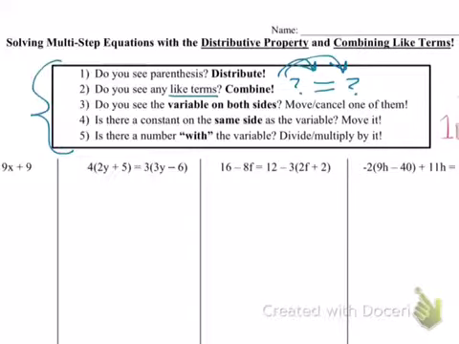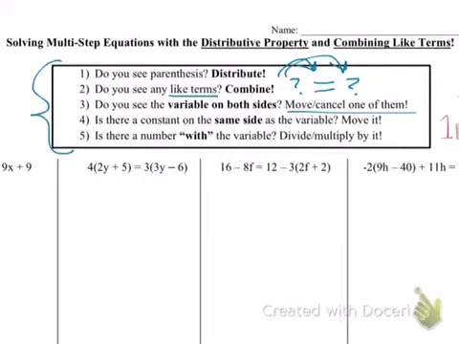Okay. Step 3, do you see a variable on both sides of the equal sign? If there is a variable on both sides, then we're going to move it. Okay, to move it, remember we're going to do the opposite. So if it says plus 5, I'm going to do minus 5. If it says minus 7, I'm going to do plus 7. Okay, do the opposite or the inverse to cancel it out.